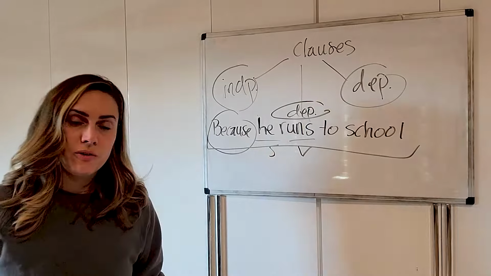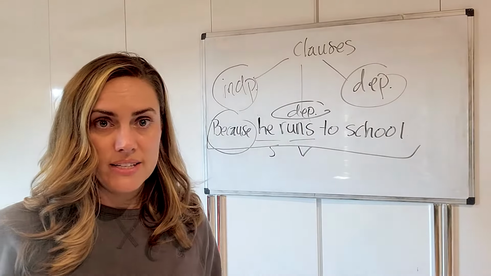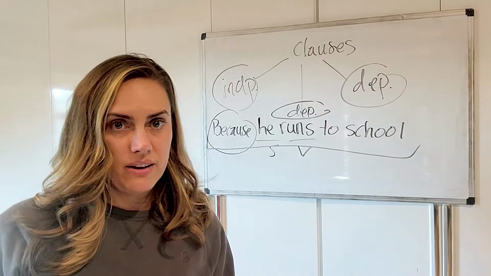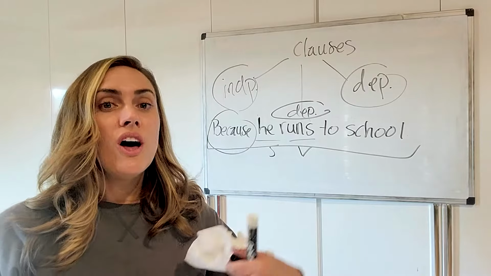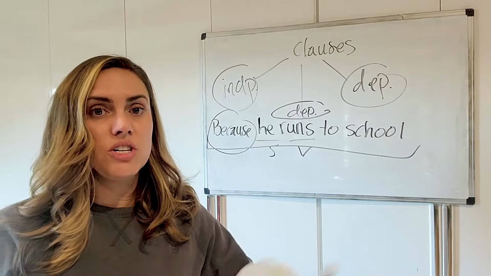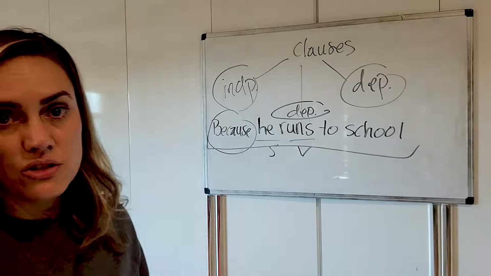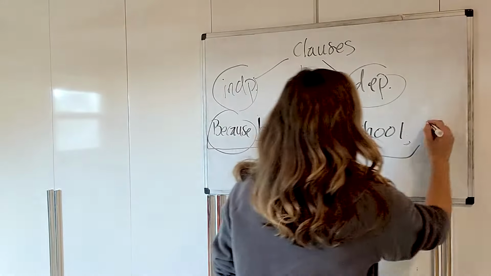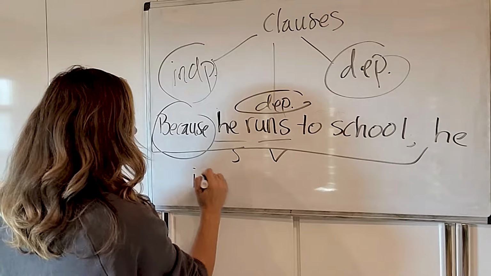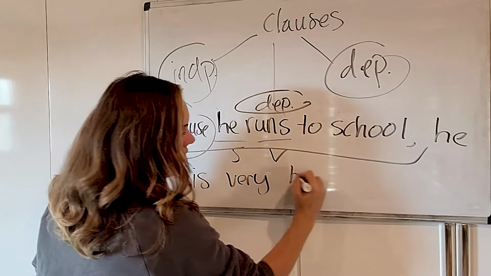Now, in order for me to make this a complete sentence, I need to add an independent clause to it, an actual whole other clause with a subject and a verb and a complete thought. So, because he runs to school, he is very healthy.